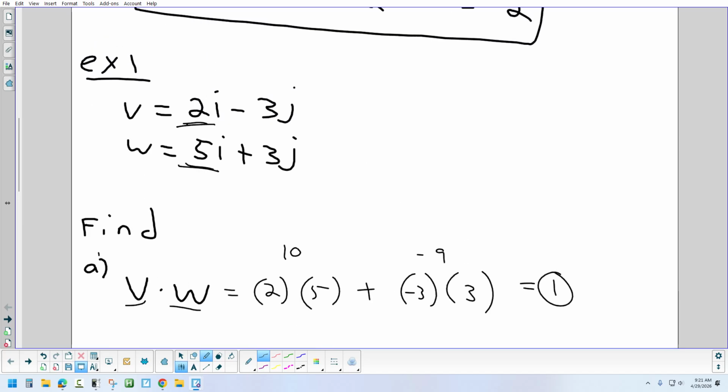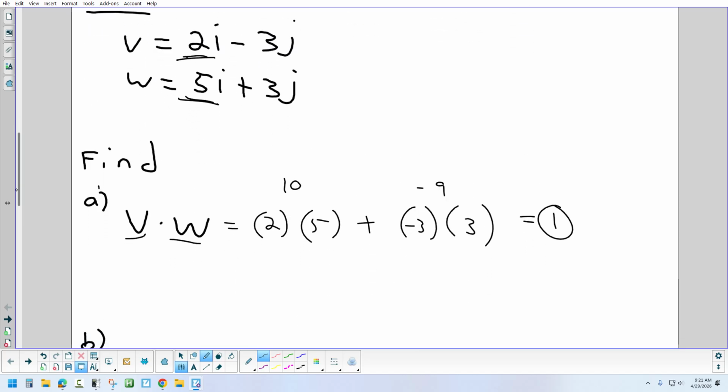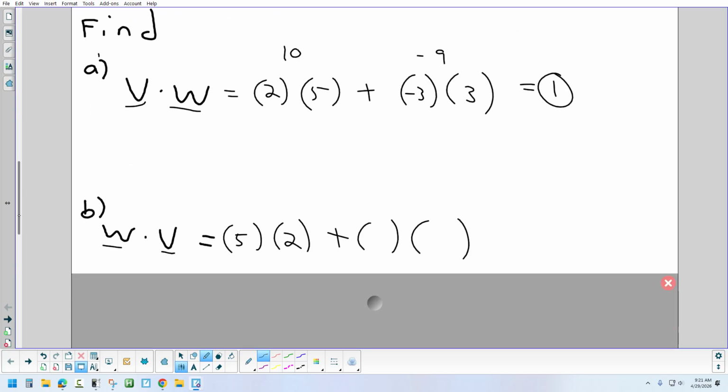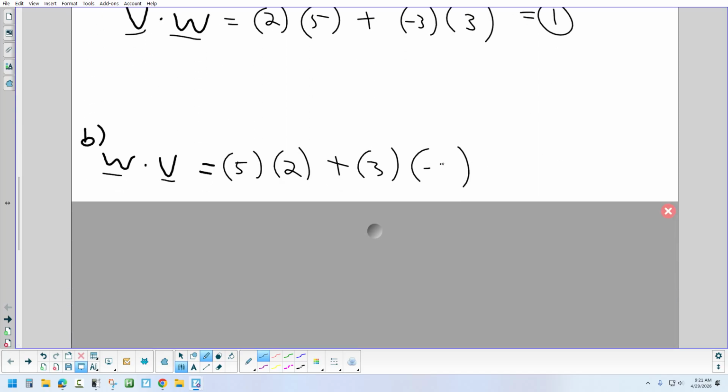W first, then V. And in the second set, that's what we had up at the first one. 3, -3. W first, then V. 3 times -3. But what happens when we do that? Same thing as before. You get the same thing, right? This is still 10, this is still -9. It still comes out to 1 even when you switch the order, which means it does improve.